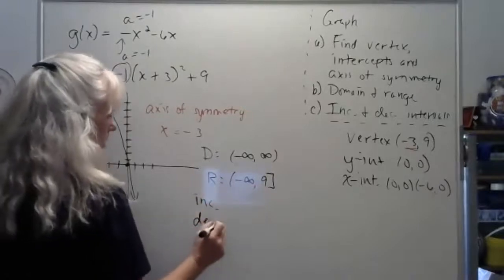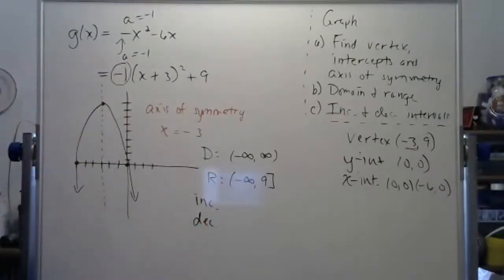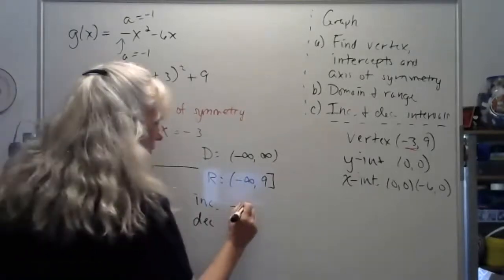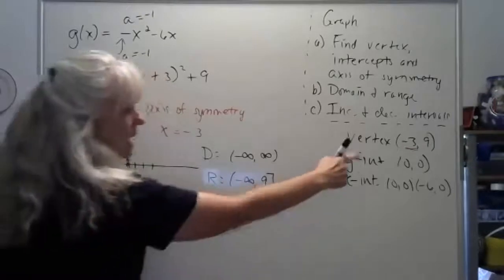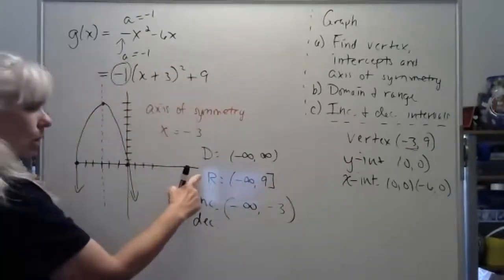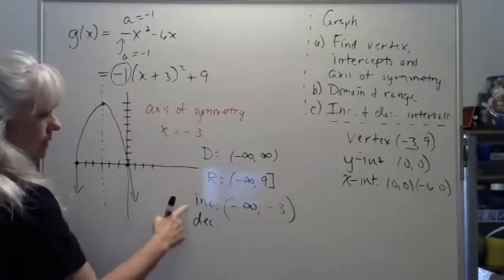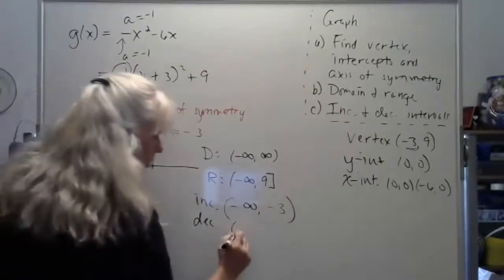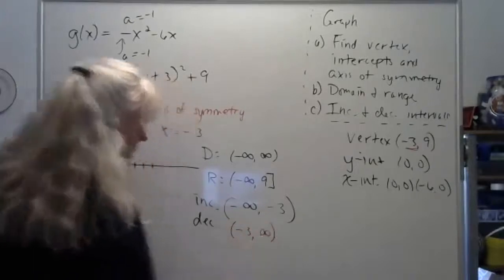Increasing and decreasing. So where is it increasing? -Infinity to... yep, -infinity, but not to the 9. You have to pick up the x coordinate of the vertex, which is -3. So use the y coordinate for the range, but the x coordinate for the increasing and decreasing. And then it will be decreasing from -3 to infinity.